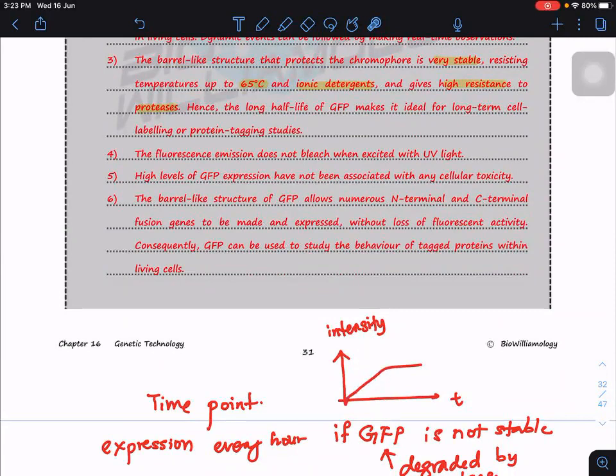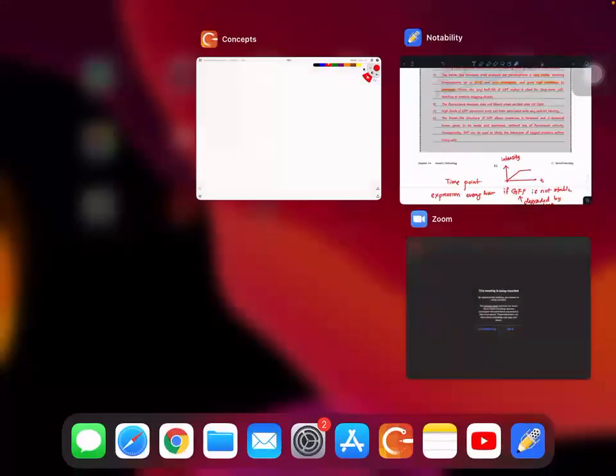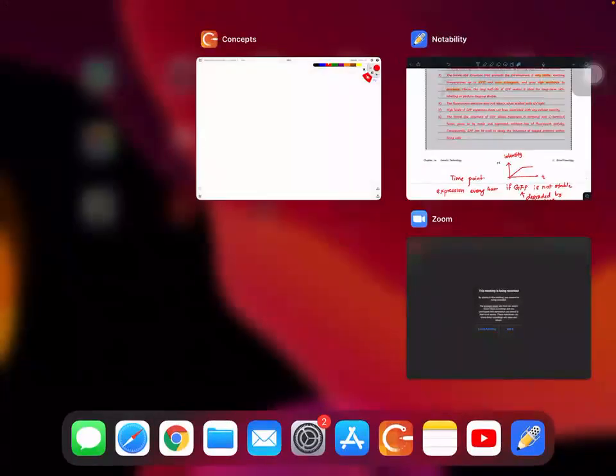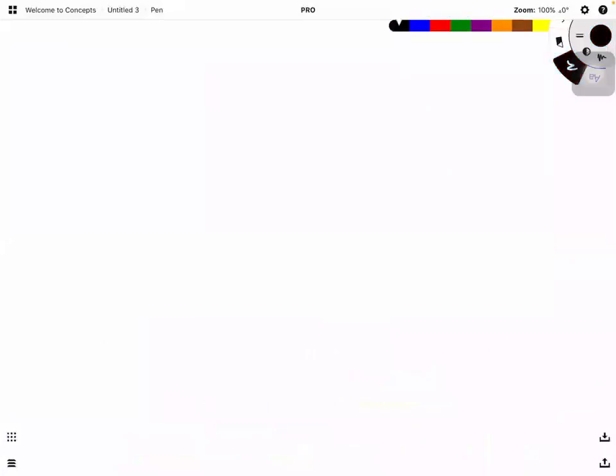No, okay? And number 6 here, the barrel-like structure of GFP also allows numerous N-terminal and C-terminal fusion genes to be made and expressed without the loss of fluorescence activity. And consequently, GFP can be used to study the behavior of tagged proteins within living cells. Now, what does this mean? Number 6 here, let me show you something a bit special about this green fluorescent protein.